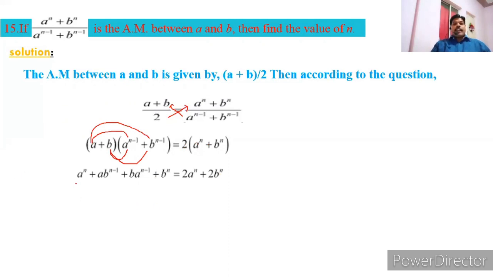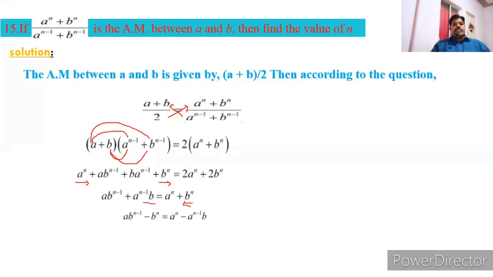So take this a power n to this side, and you can take that b power n to this side also. See this one: a b whole power n minus 1 plus a power n minus 1 into b. Here it is 2 into a power n. If you take a power n to this side, 2 a power n minus a power n will become a power n. Similarly, if you take the b power n to this side, already 2 into b power n is there, 2 b power n minus b power n will become b power n. Do you understand, students?